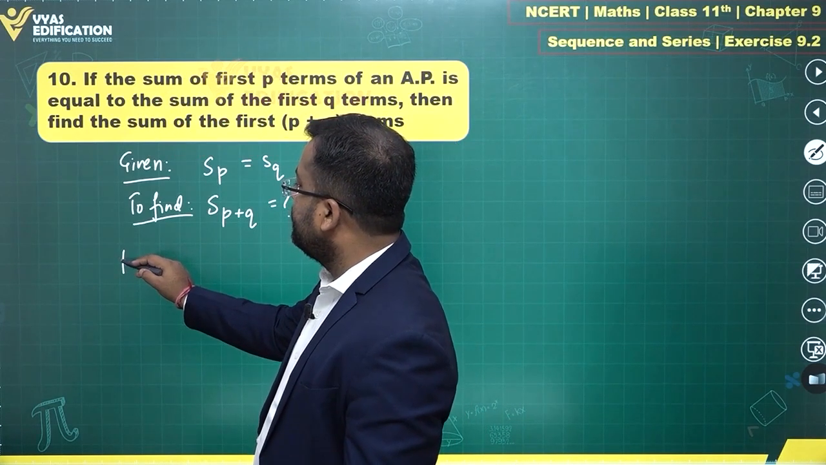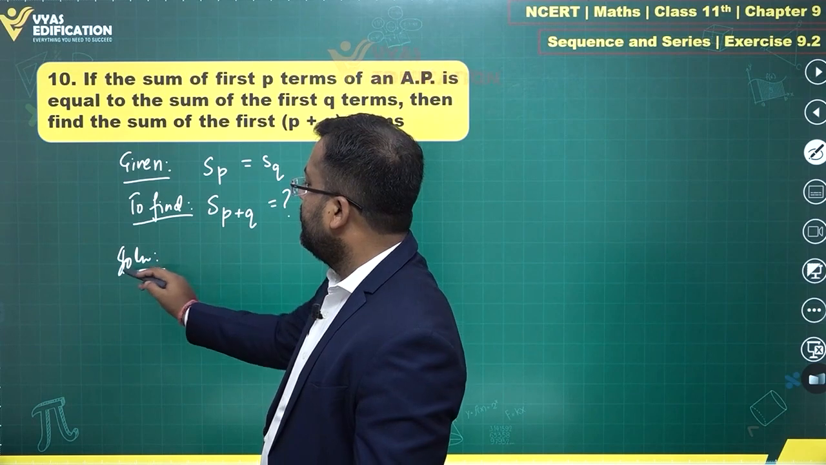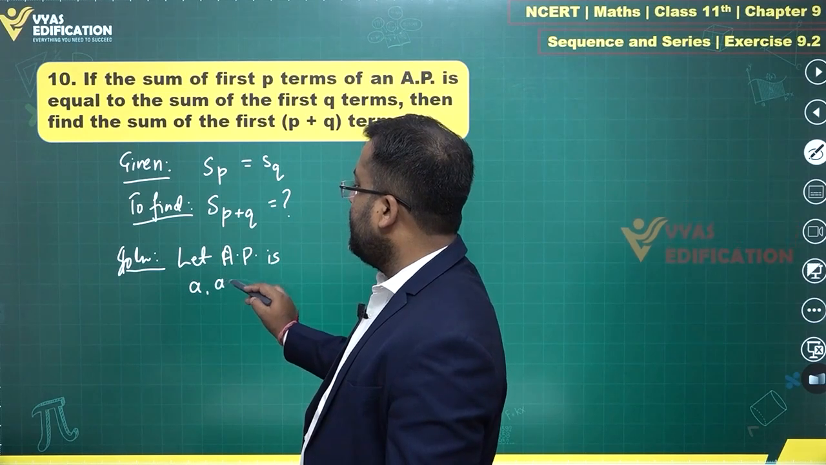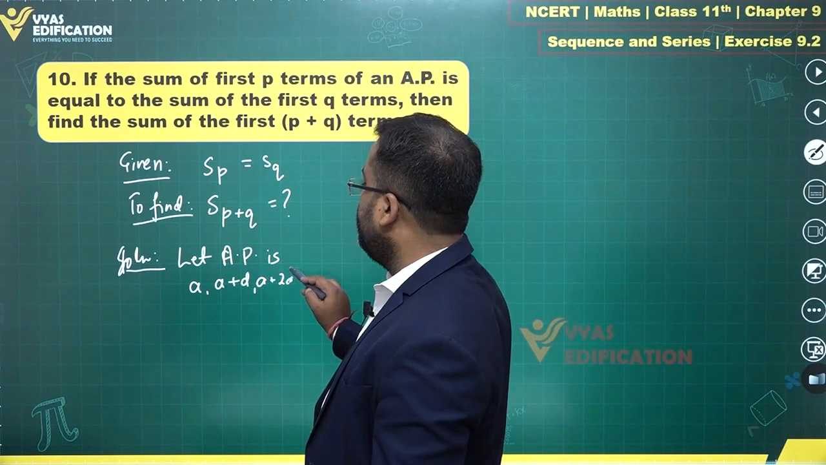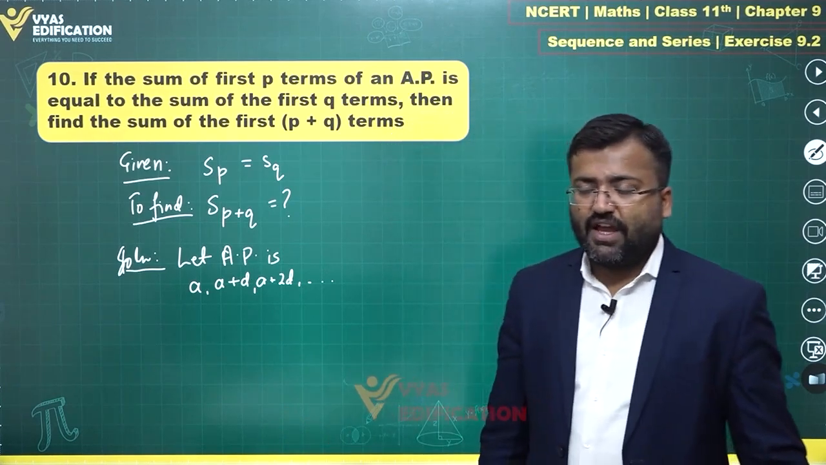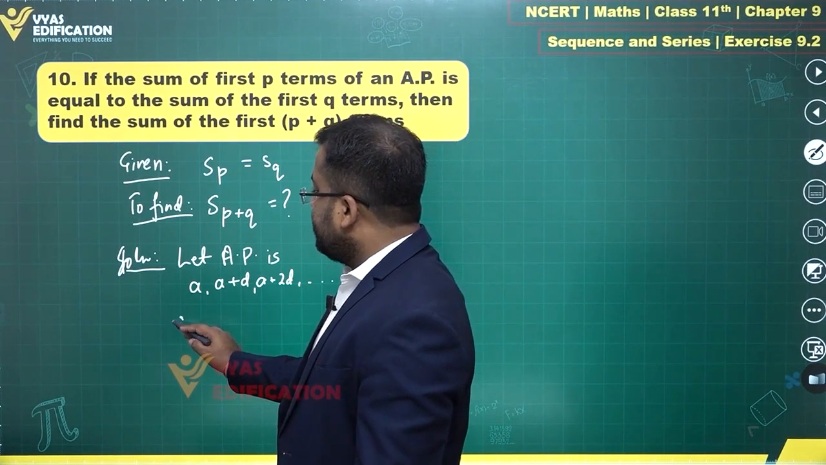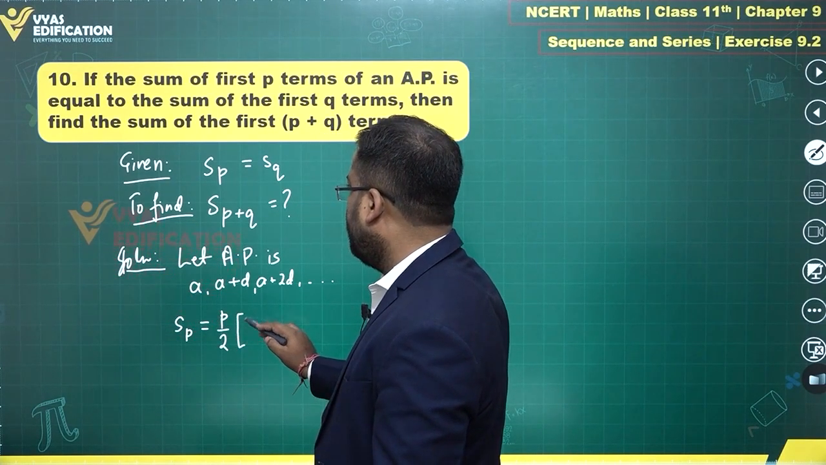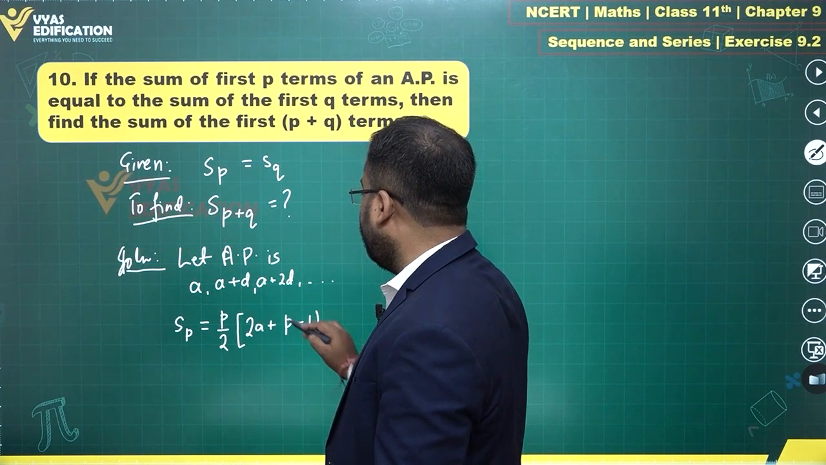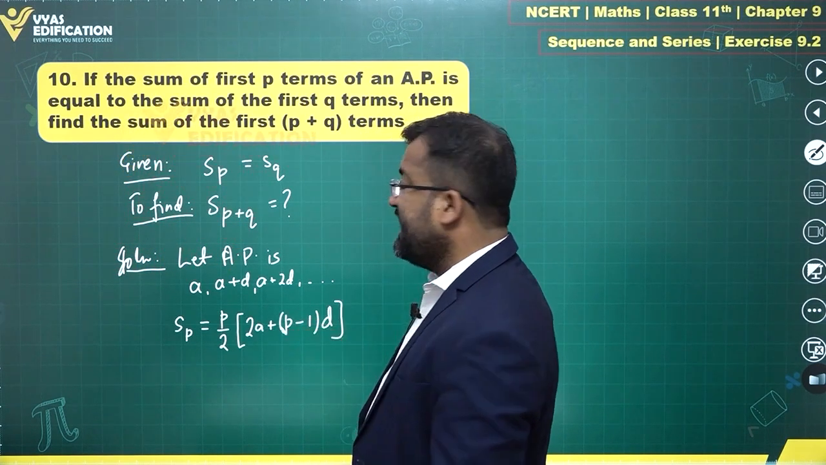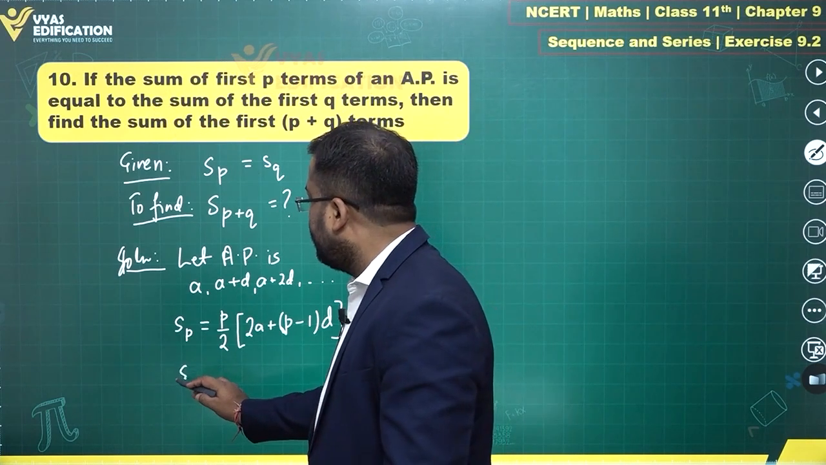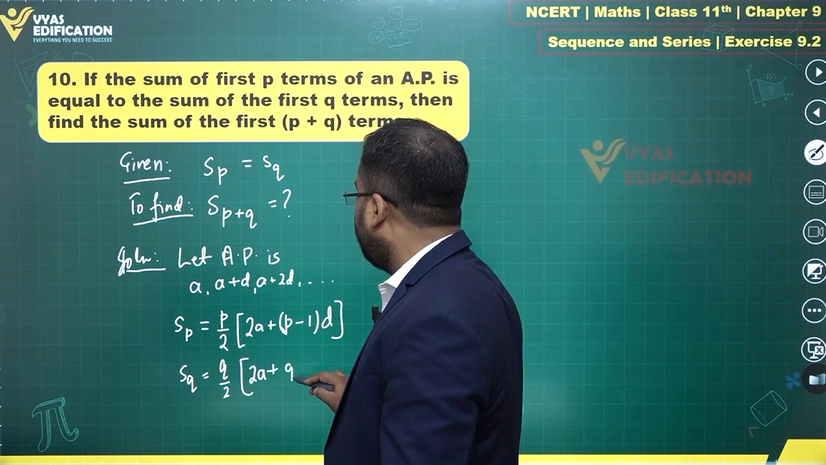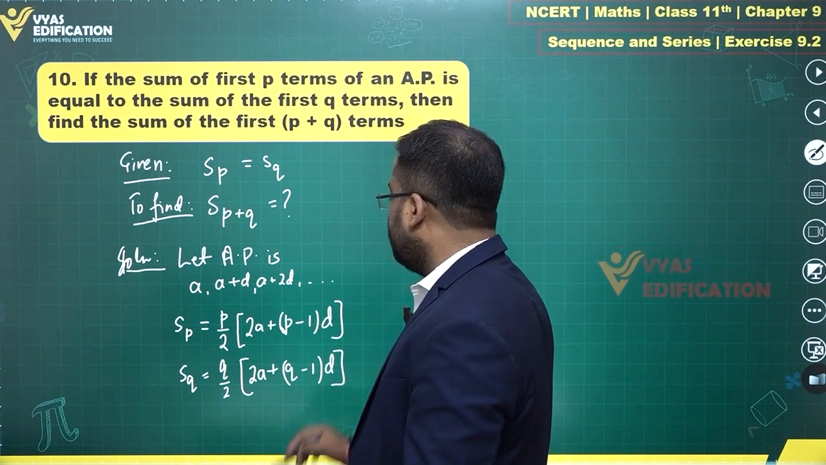Okay, let's talk about the solution. Let the AP be a, a plus d, a plus 2d, and so on. Since S_p equals p by 2 times (2a plus (p minus 1) d). This is what you have for S_p. And what is S_q? This is q by 2 times (2a plus (q minus 1) d).